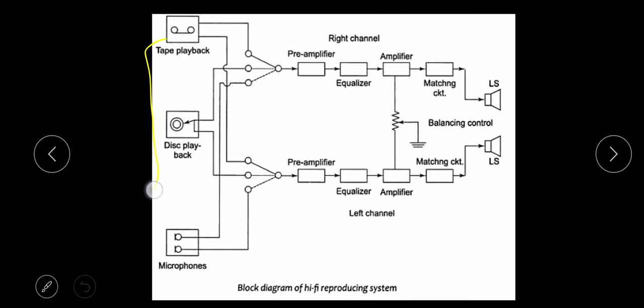This is the input section, from where we are going to put our input to this system. There are many types of inputs which we can feed into the hi-fi amplifier, like tape playback or CD or microphone. The microphone is a basic fundamental input of our audio system, which is used to convert our audio signal into an equivalent electrical signal. Here we use two switches, one for the left channel and one for the right channel, to select our input. We can select more than one input also by using these switches.